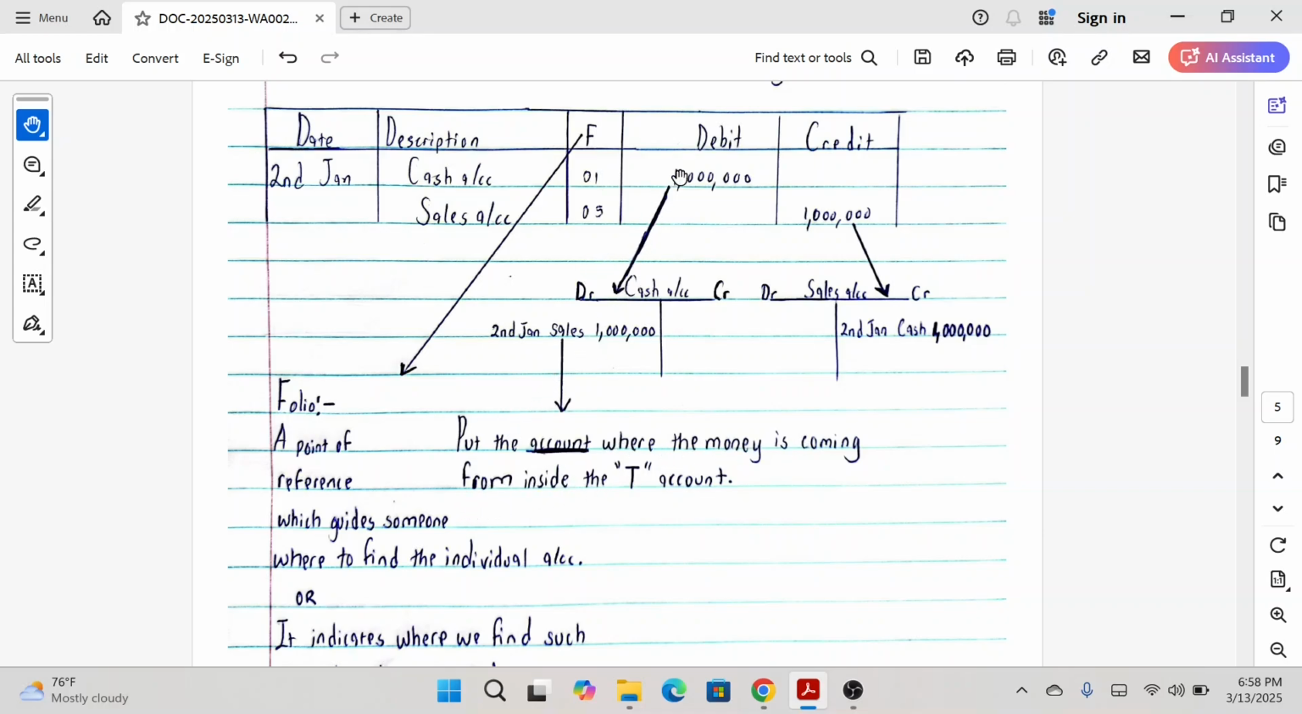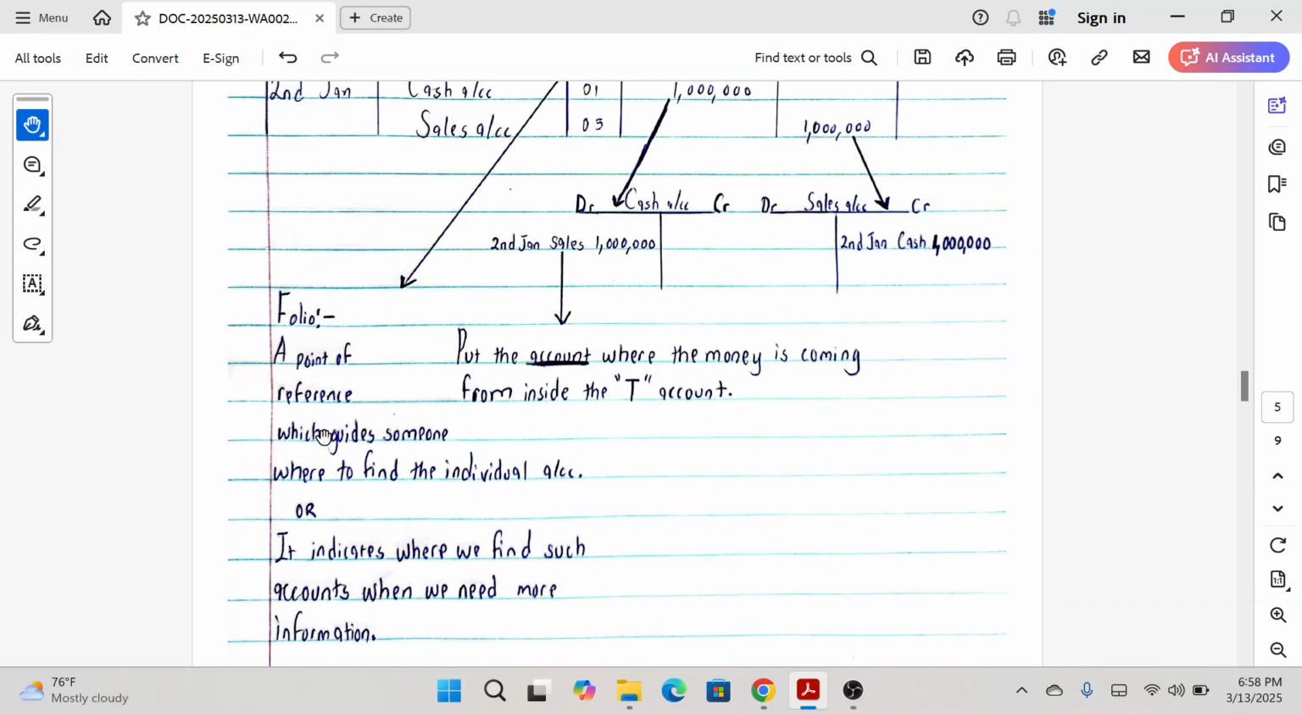So since we are having cash, and the money is coming from the sales, you're going to say sales 1 million. Now you have the sales account, so you're going to go on the credit side. Since this is on the credit side of the T account, you put there second Jan cash of 1 million. So this is what is happening here. I already told you that inside that account, you put the account where the money is coming from. So for sales, the money is coming from cash of 1 million.